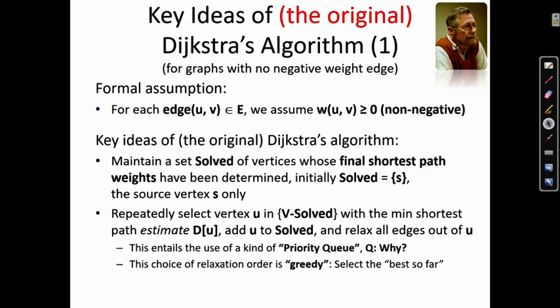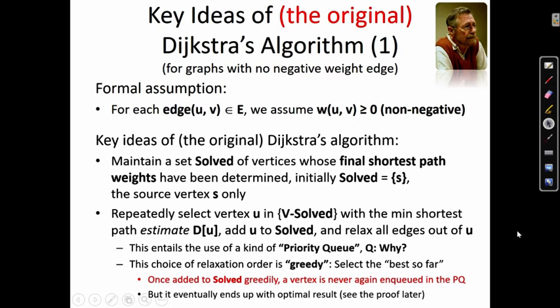Next, you'll see this choice of relaxation is actually greedy. Why? Because we simply pick the current smallest one. Then I take this one, I process all its outgoing edges, I relax all its outgoing edges, then I put it inside solved, and that's it. It is solved. For this particular vertex, I have already found the shortest path cost. So this is greedy.